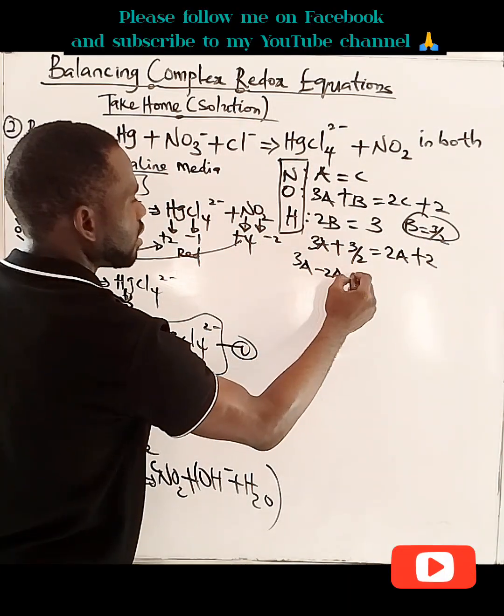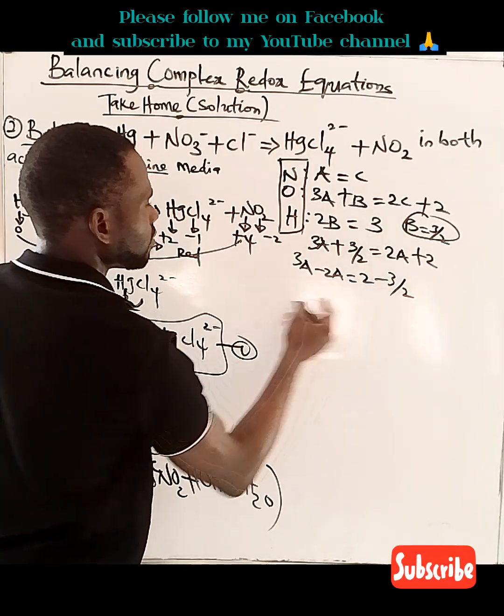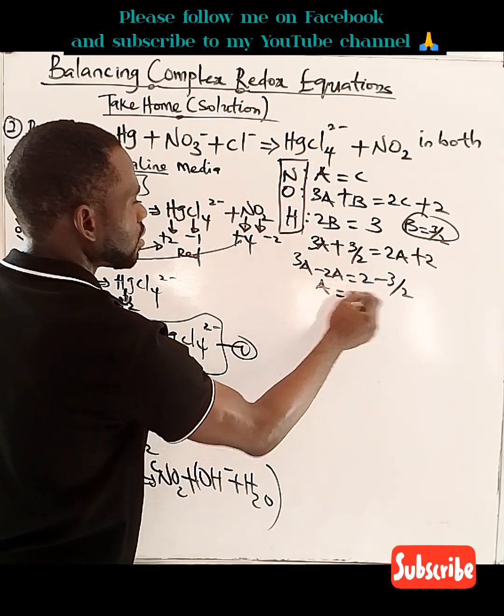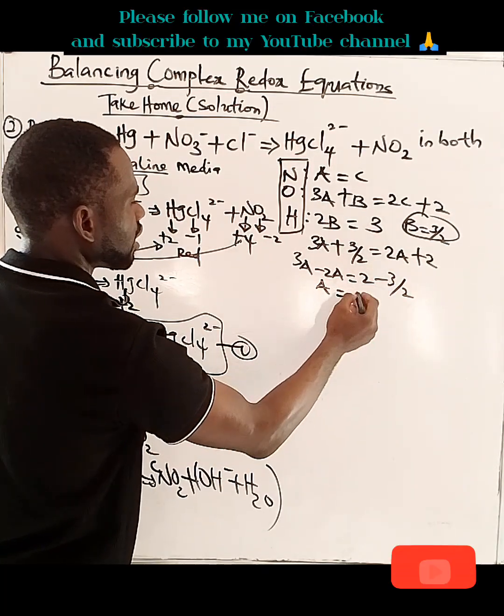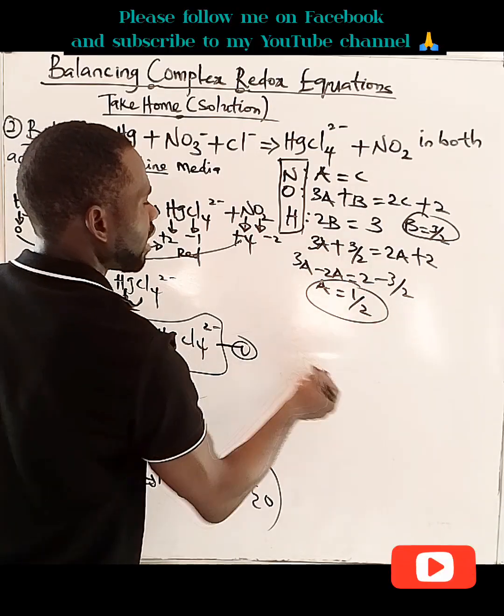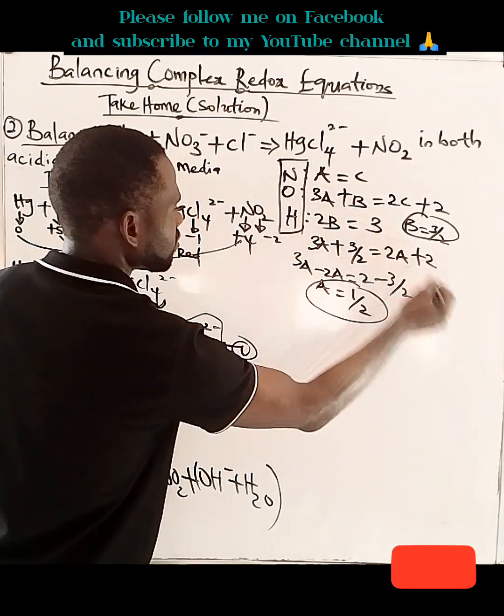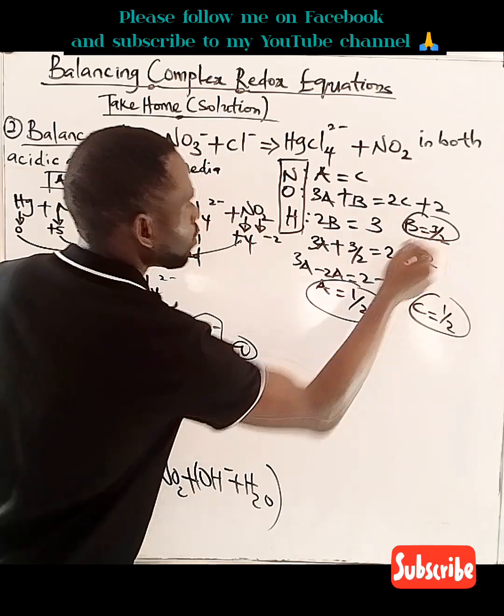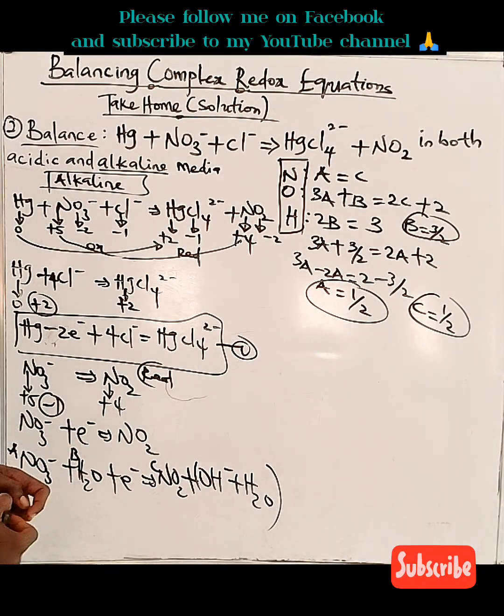Collect like terms to send this to the other side. 3A minus 2A equals to 2 minus 3 over 2. 3A minus 2A is A. So if you cross multiply this to solve this off, you end up having 1 over 2. So A is 1 over 2. If A is equal to C, it means C is 1 over 2 also, while B is 3 over 2.